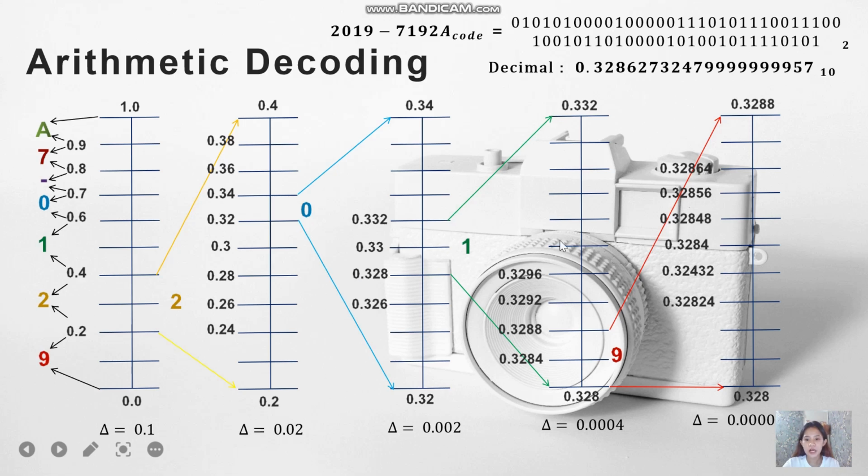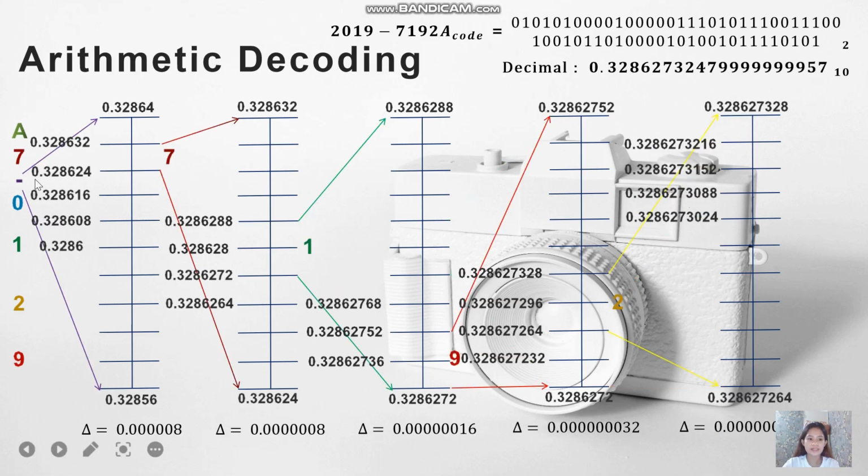We expand it again. Next we got 0.332 and then 0.328, since that is where we can find this decimal for this value. And then we expand it again since we have here 9 for the next number to be decoded. So 0.3288 and then the middle of 0.328. So next, which will be the dash. So that is in the middle of 0.32864, found in here 0.3856. That will be 7 to be decoded for the next step.